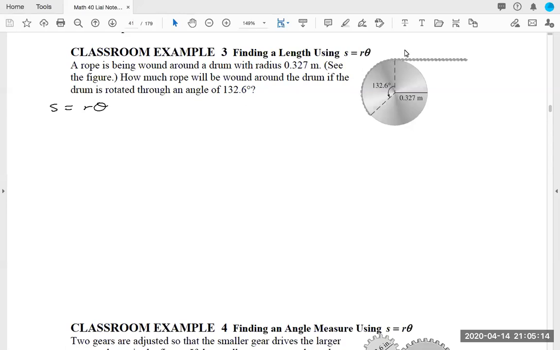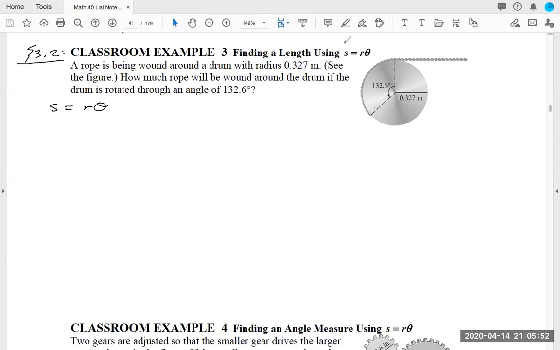So now we get to the first example for the quiz 3 review. It is section 3.2, classroom example 3. We have this problem here. A rope is being wound around a drum with radius 0.327 meters. How much rope will be wound around the drum if the drum is rotated through an angle of 132.6 degrees? So what we want to do, start checking off from your arc length formula.